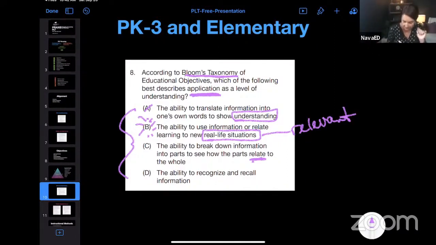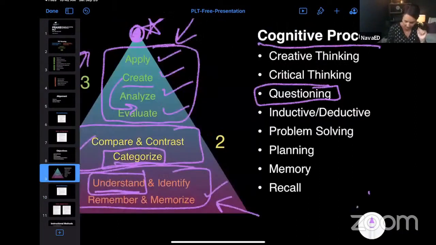Let's go to D. The ability to recognize and recall. Recognize and recall is here. Memorization. Recall is rote memory, low-level skills. Still important, especially for math, anything, vocab, things like that. Very important skill. Memorization is an important skill in education for sure, but we always want to push them to that higher level.